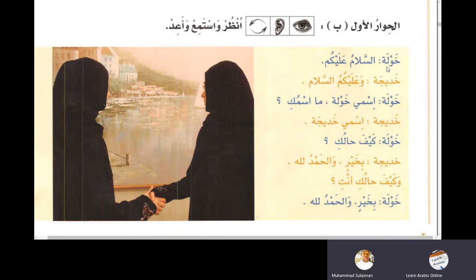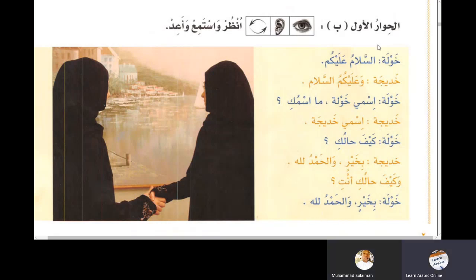Al-hewar. Khawla. Assalamu alaikum. Khadija. Wa alaikum assalam. خولة. اسمي خولة ما اسمك خديجة. اسمي خديجة. كيف حالك. بخير والحمد لله وكيف حالك أنت. بخير والحمد لله.